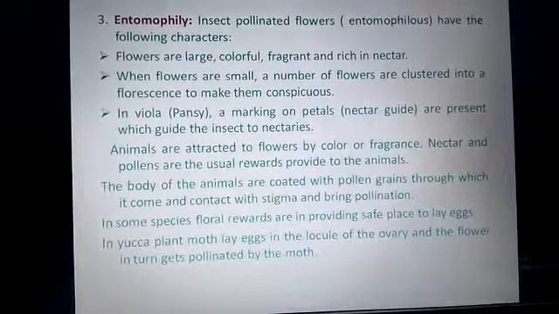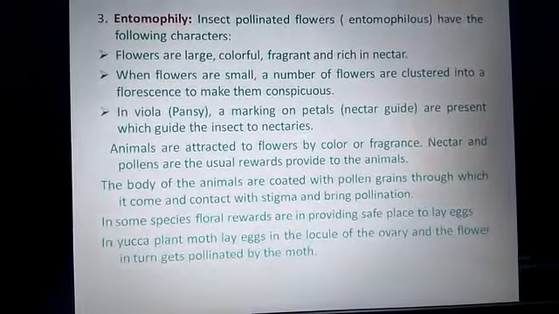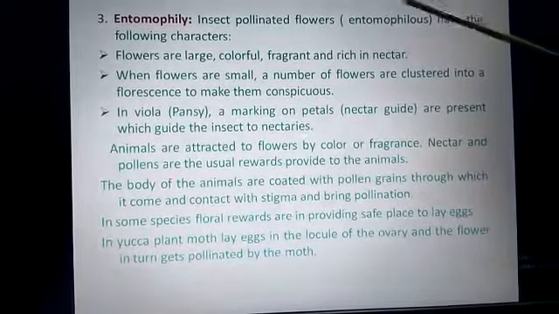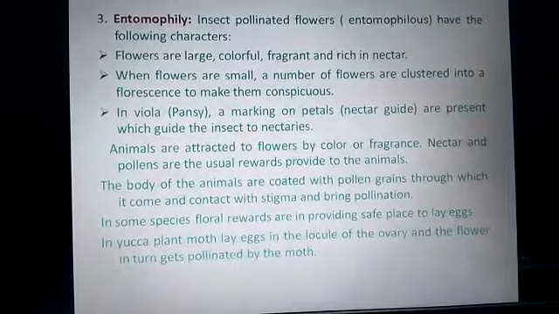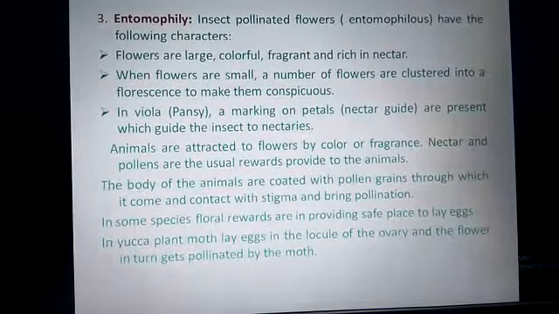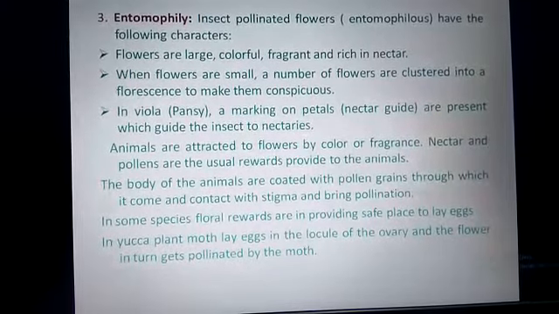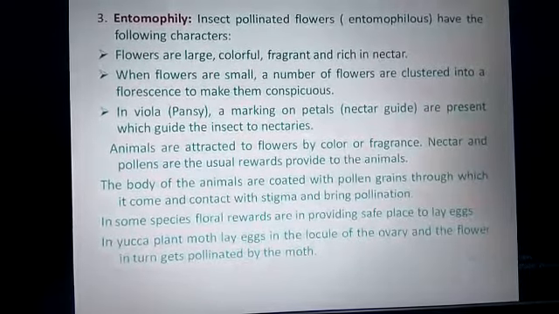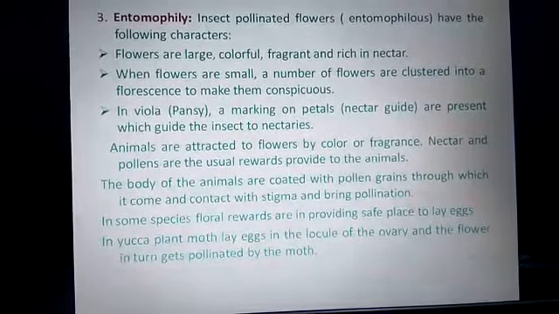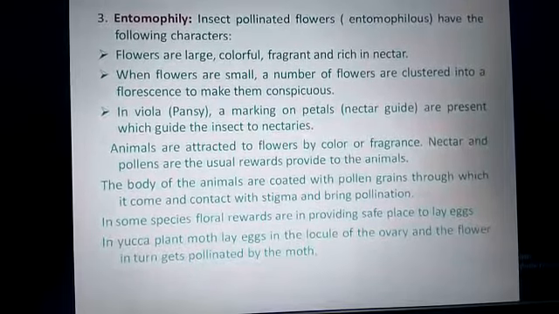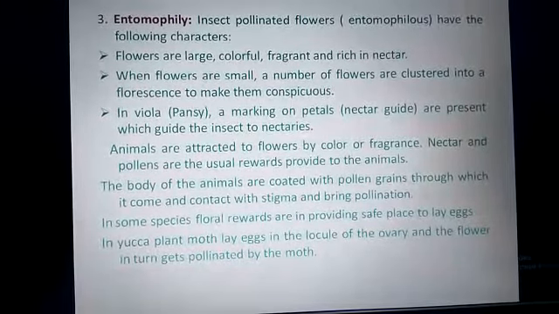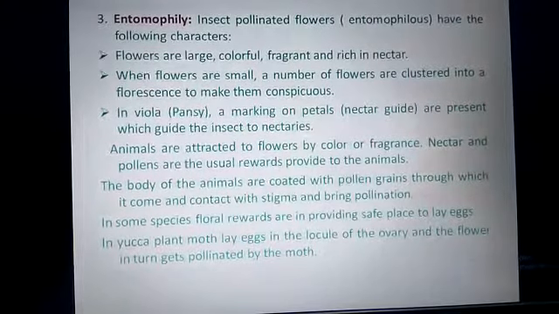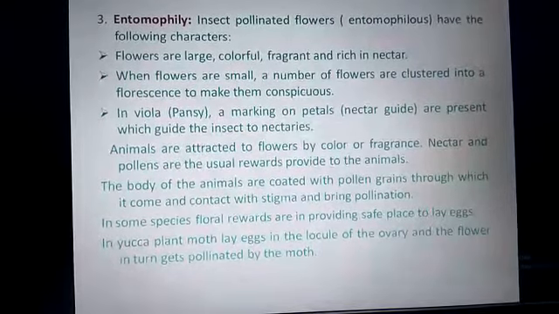Now the third one is entomophily, insect pollinated flowers. Those insect pollinated flowers are called entomophilous. They have the following characters. Flowers are large, colorful, fragrant, and rich in nectar. Flowers are large so that they can be easily noticed by the insect. Colorful to attract, fragrance and rich in nectar. This is also to attract the insect to the flower.